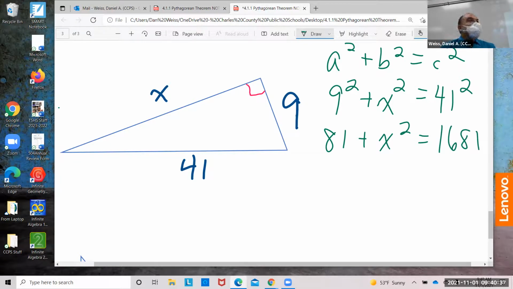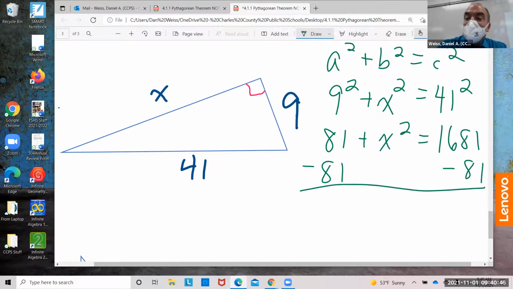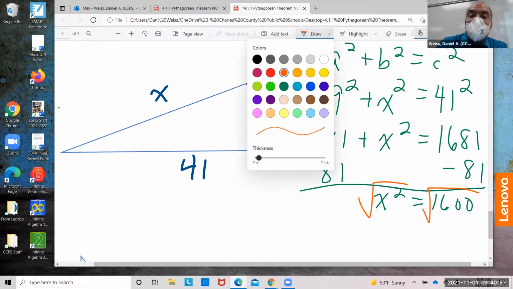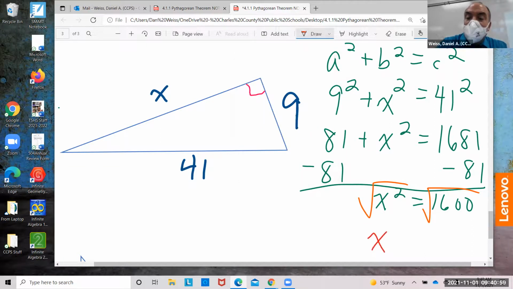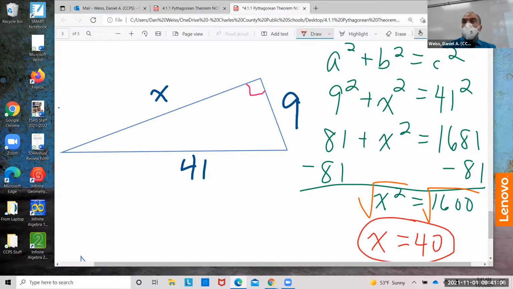Okay. And now, what do I do to both sides? I subtract 81, right? X squared equals 1,600. So now I'm going to take the square root. Square root of 1,600 gives me 40. All right? Easy.